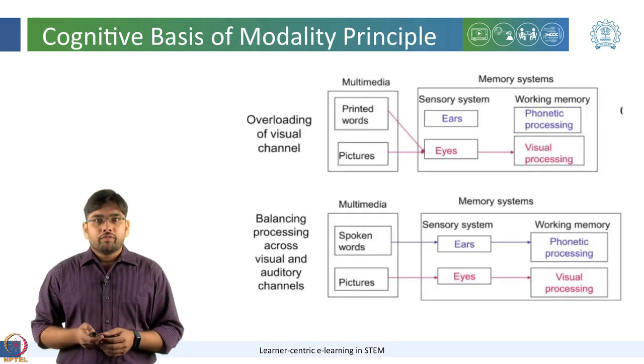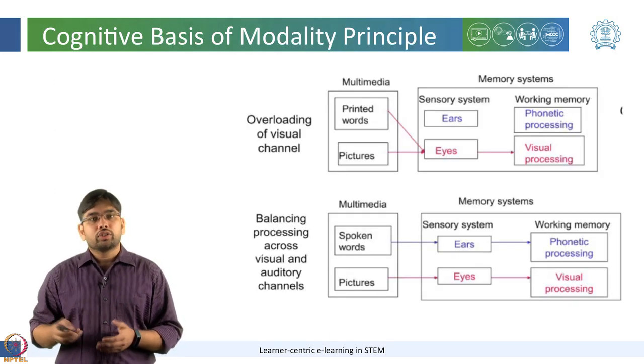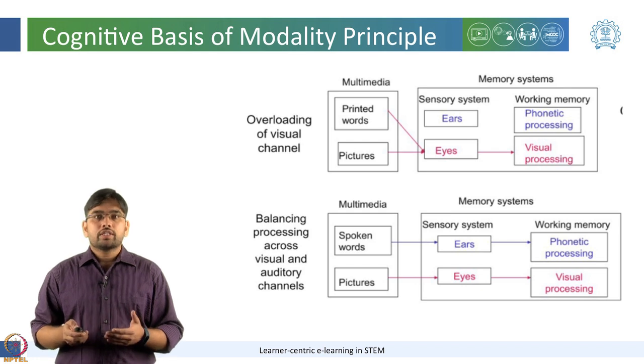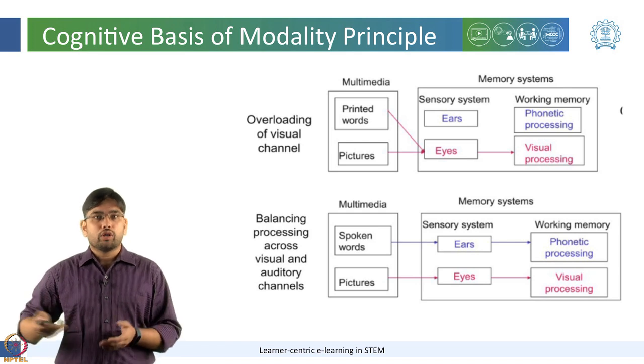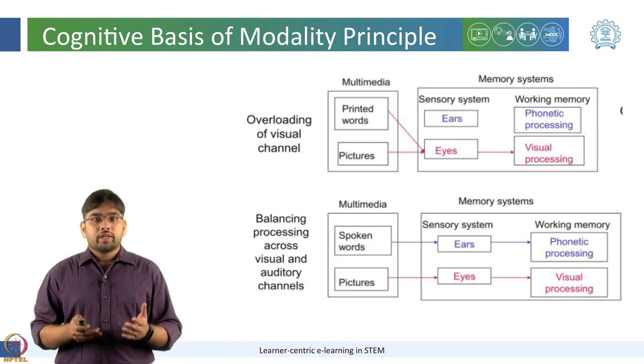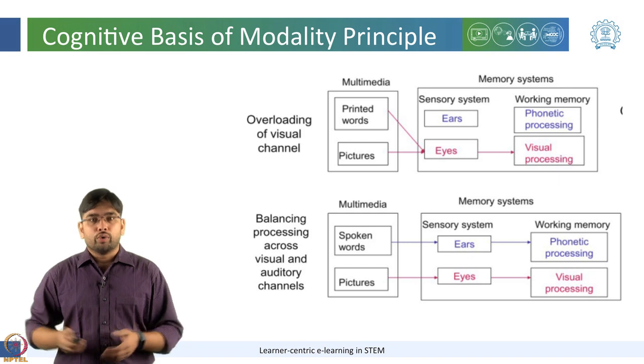From the cognitive theory, we know that if both text and pictures are to be understood, then there is an overload of the visual channel. While when narration is used along with an image, there is a balance in processing across the visual and the auditory channel. This prevents the visual channel from being overloaded.